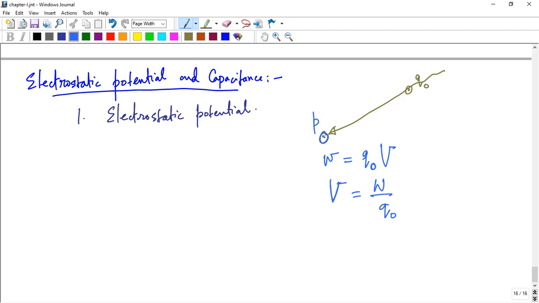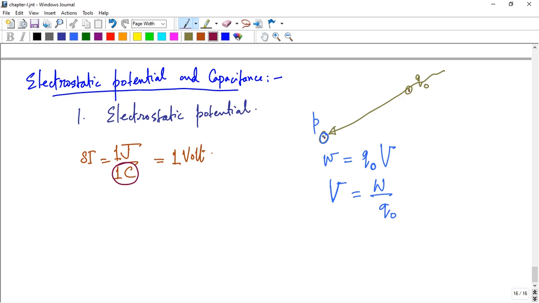Okay, keep in mind potential is a scalar quantity, and the SI unit is joule per coulomb, since work done is in joules and the test charge in coulombs. Another name for joule per coulomb is volt. So 1 joule by 1 coulomb is equal to 1 volt. Suppose 1 coulomb test charge is brought from infinity to a finite point and 1 joule of work has to be done, then the potential is 1 volt.